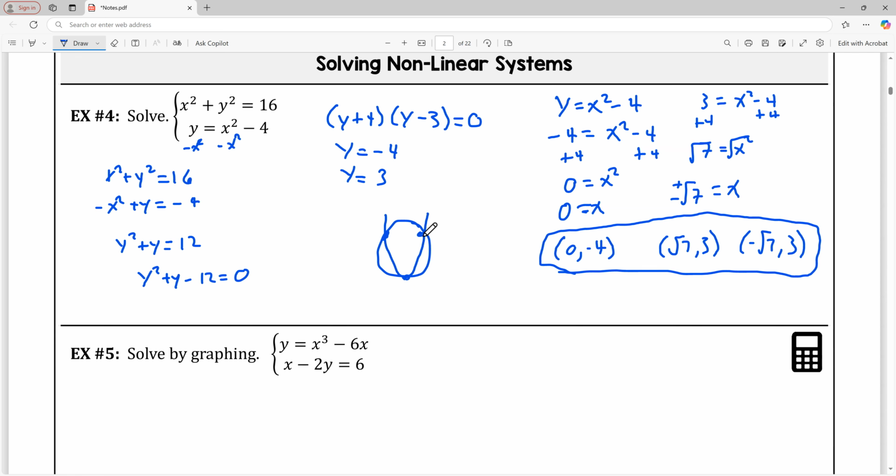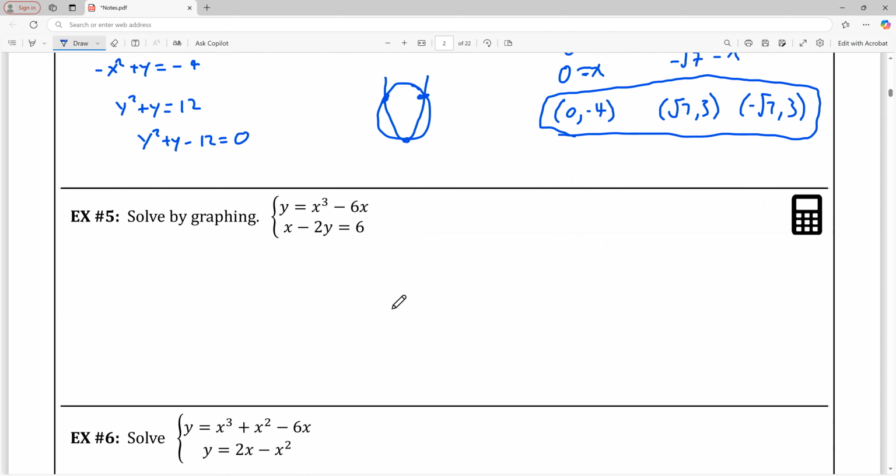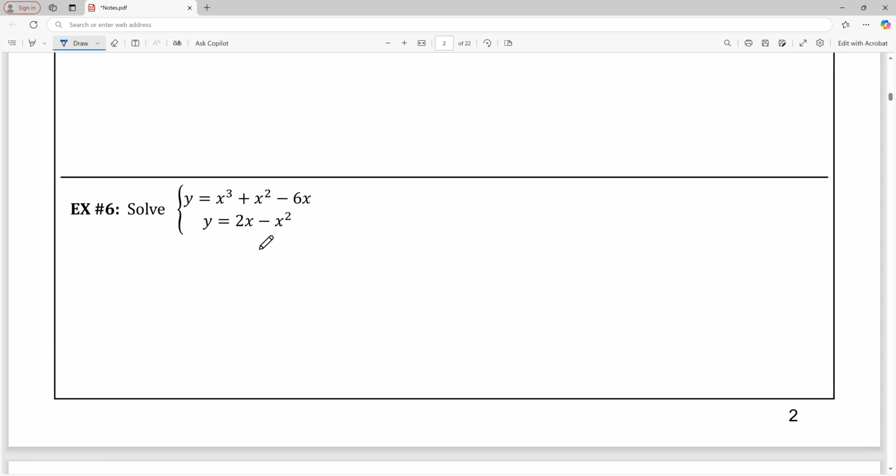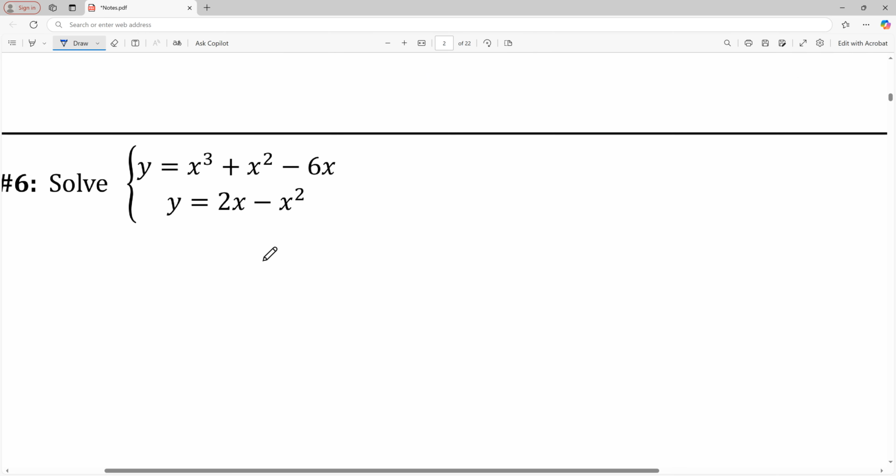Okay, one more question left for this video. We're going to skip this problem. This problem here is a graphing calculator one, but the point is that you could plug both these into a calculator and the calculator could tell you where they intersect. But let's go to this problem here.